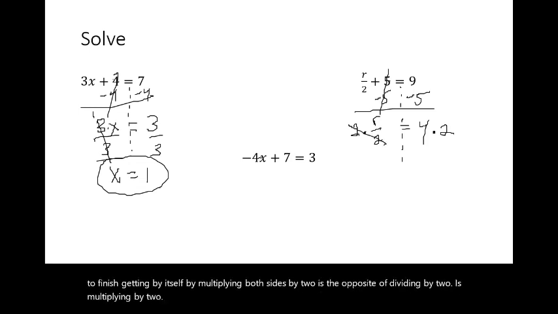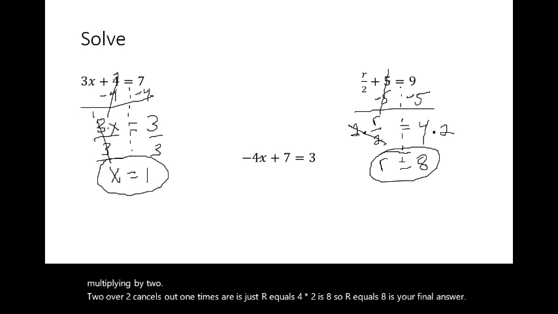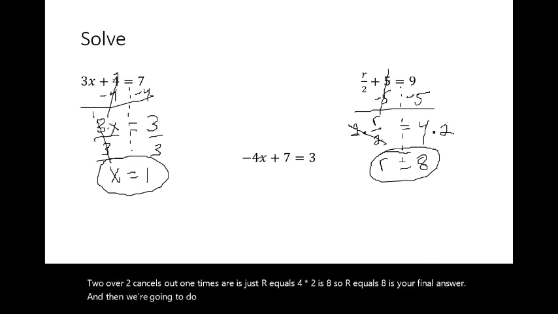2 over 2 cancels out. 1 times r is just r, equals 4 times 2 is 8. So r equals 8 is your final answer. And then we're going to do the same basic thing for this last one.